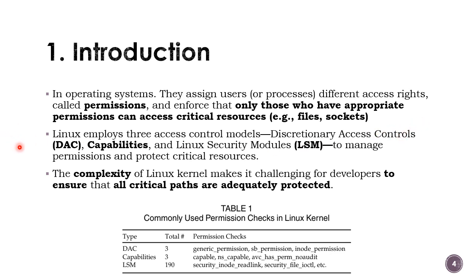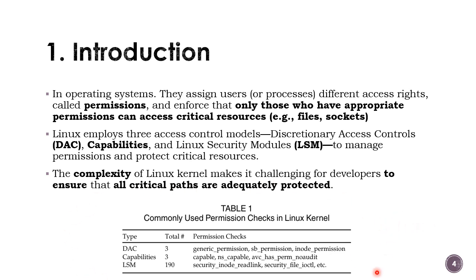Secondly, for access control in the Linux kernel, there are some built-in modules, and we have mainly 3 of them. The first one is discretionary access control, DAC, the second one is capabilities, and the third one is LSM, Linux Security Modules. We have these 3 to manage access control. And the third point is that since the code base of the Linux kernel is that huge, it's really hard to ensure all critical paths are adequately protected. So this is why we need to care about the permission checks in the Linux kernel.